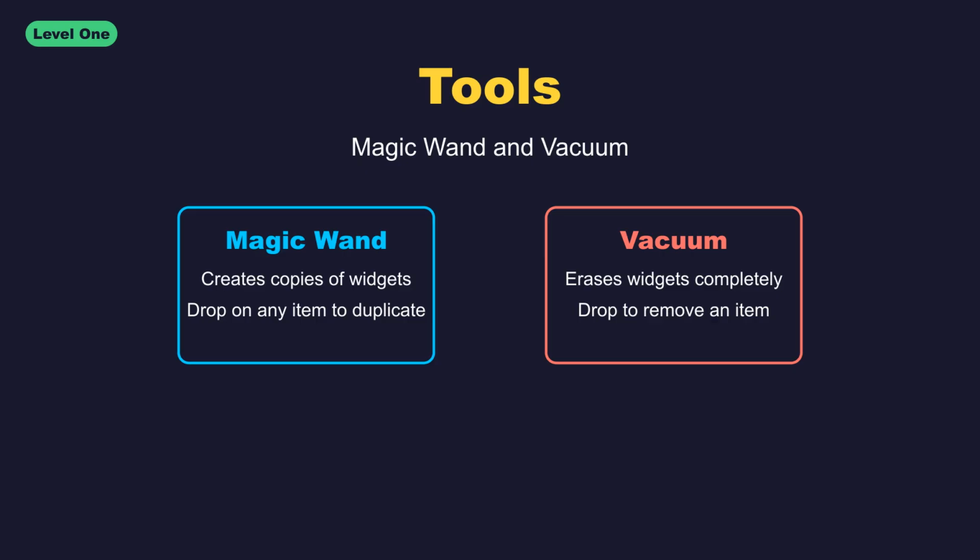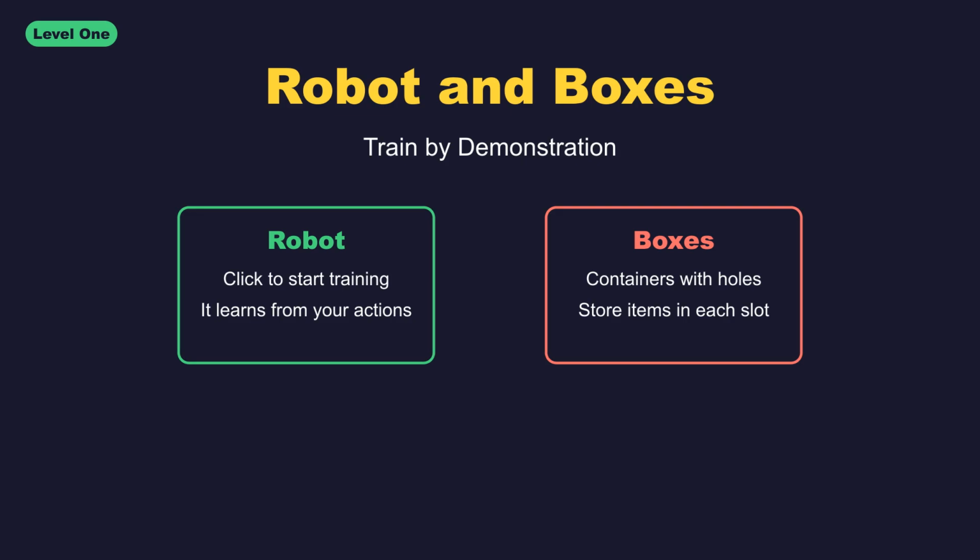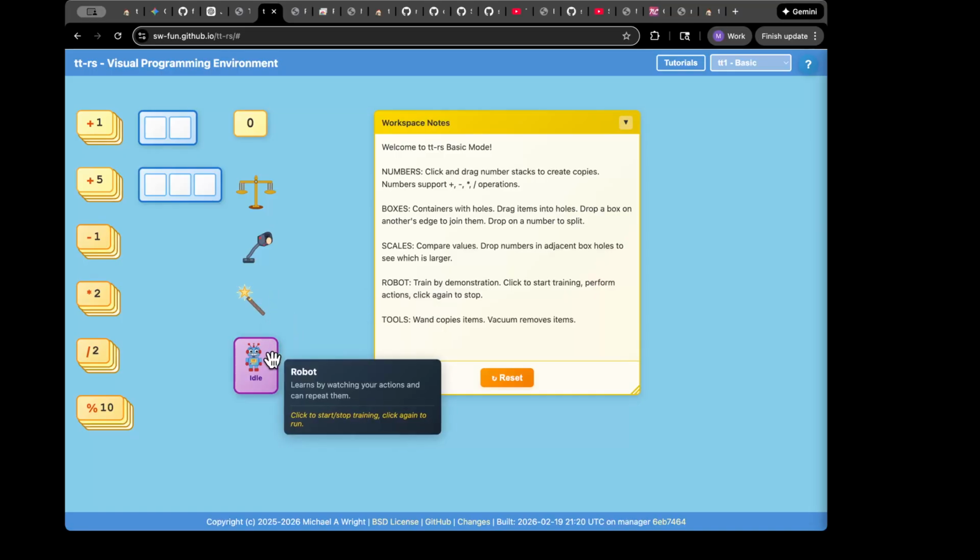2 tools help you work with widgets. The magic wand creates copies. Drop it on any item to duplicate. The vacuum erases things. Drop it on a widget to remove it from the workspace. Robots learn by watching you click to start training, perform actions, then click again to stop.